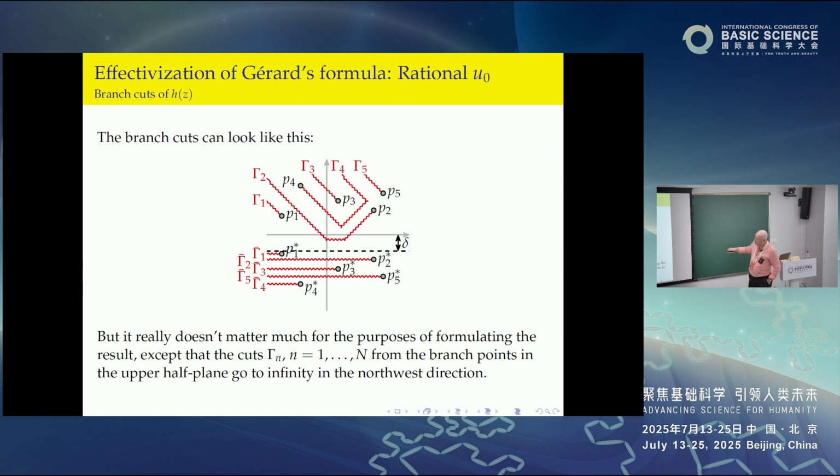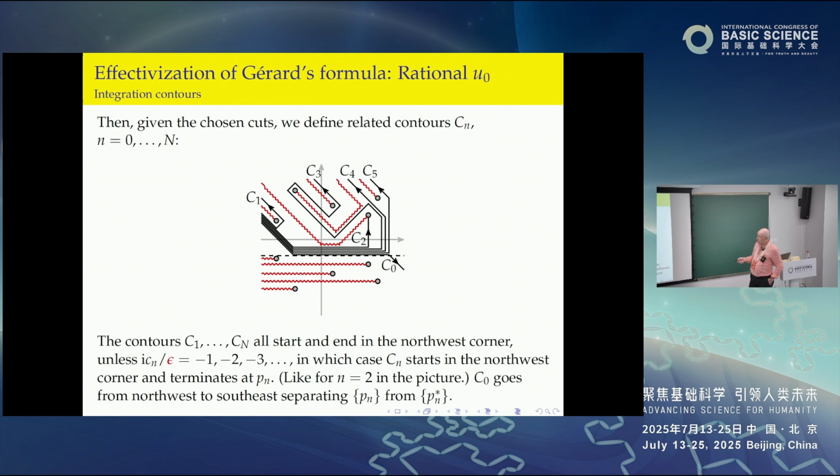It's a crazy picture, but the important thing is that they all come out of the poles and they go off in the northwest direction. That's the important feature of this picture to notice. So we have that, and then we have to introduce some contours of integration that relate to those cuts. So here's a picture of the contours. Basically, they're encircling the cuts. One for the first one, the first two cuts for the second, and so on. There's an exceptional case that I'm not going to talk about now, but that's the only thing. So we have some contours.